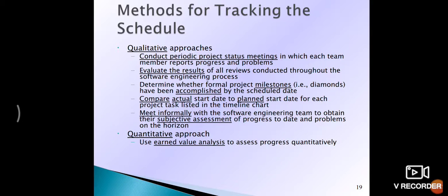So, methods of tracking the schedule. The qualitative approach means conducting periodic project status meetings. Everyone meets together and you tell how far your work has reached. Then the evaluation of the results. Then determine whether the formal project milestones are met, comparing the actual start date with the planned start date or end date of the project. So this is how we can measure the tracking of a particular schedule. Then the quantitative approach uses earned value analysis, which means assessing the progress quantitatively.